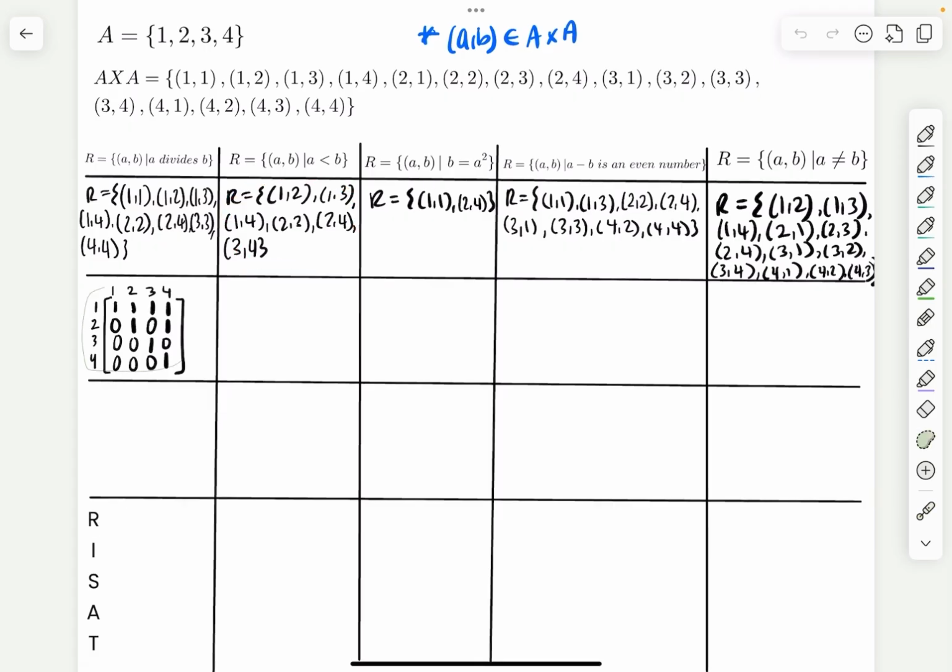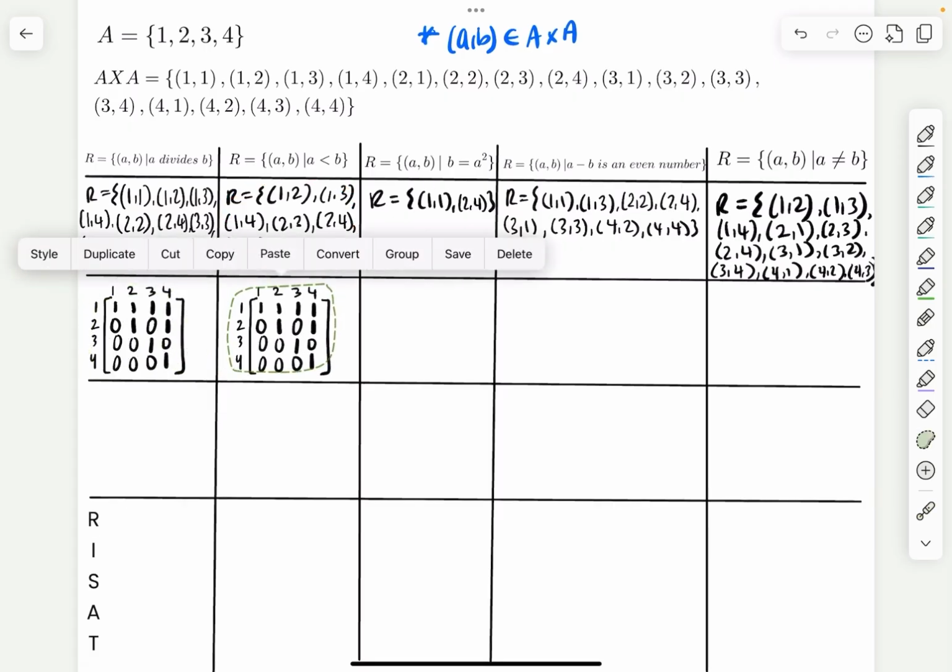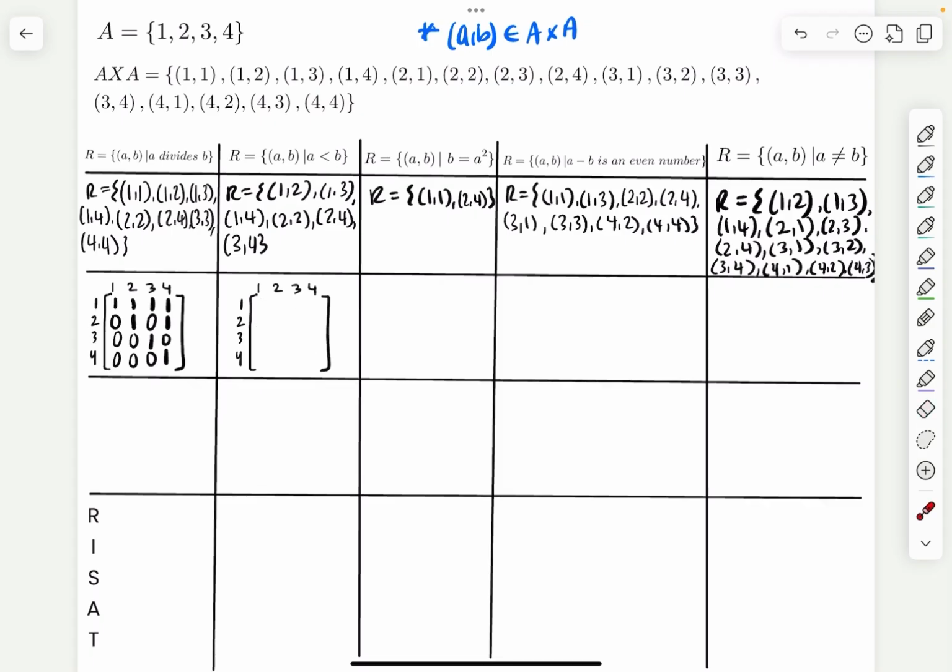Let's try this one. I'm just going to copy this little template and erase everything on the inside. So again, 1 is related to 2, so over here, there's a 1. 1 is related to 3, so over here, there's a 1. 1 is related to 4, so over here, there's a 1.